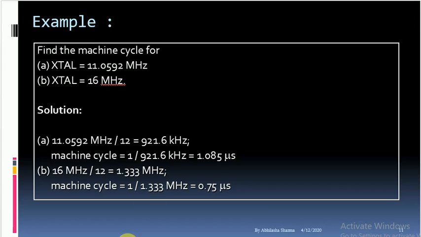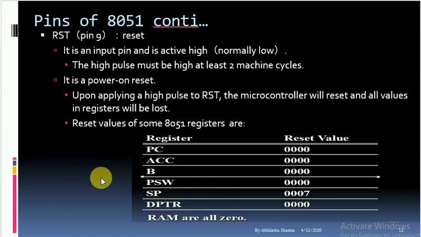Yes, and the next and last pin for the 8051 microcontroller is the reset pin, and this pin number is 9. It is an input pin and an active high pin. Active high pin means it is activated when it is connected to high. In normal condition it is connected to low, meaning it is connected to ground. The high pulse must stay high for at least 2 machine cycles. So whenever this reset function is going on, it is going on for 2 machine cycles.